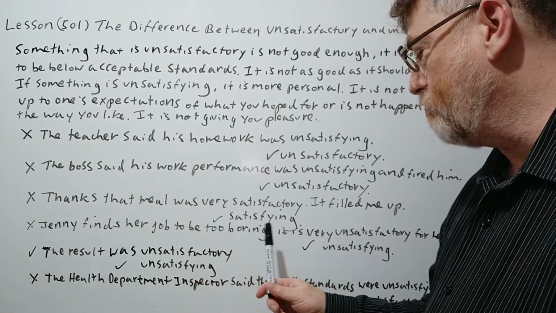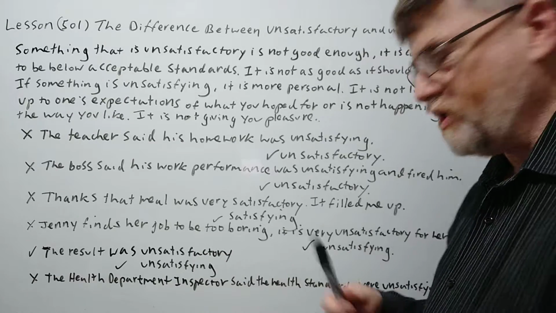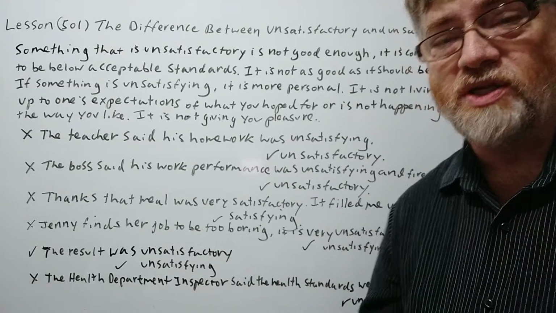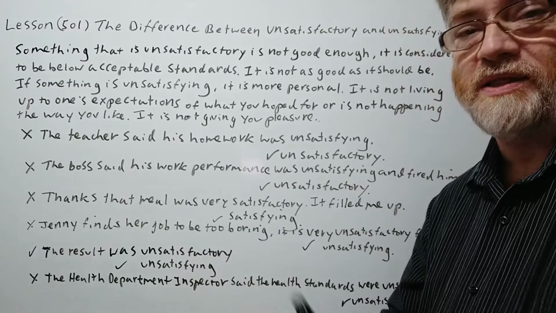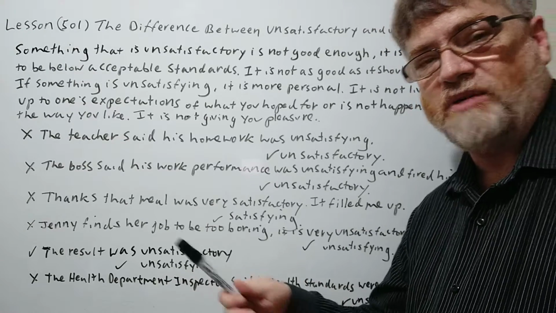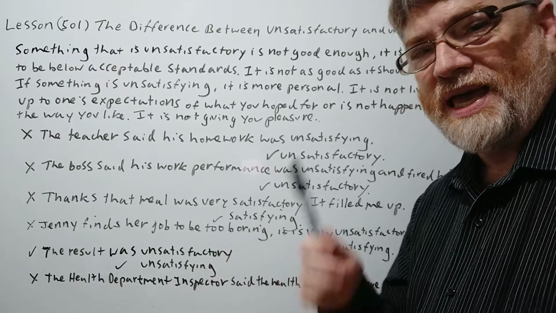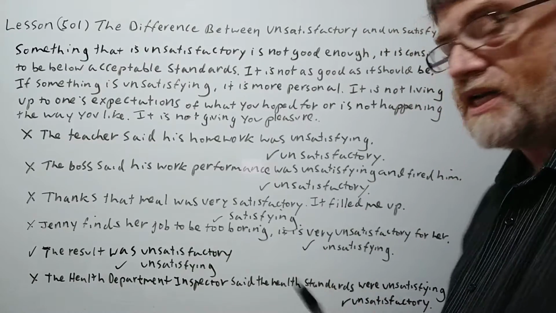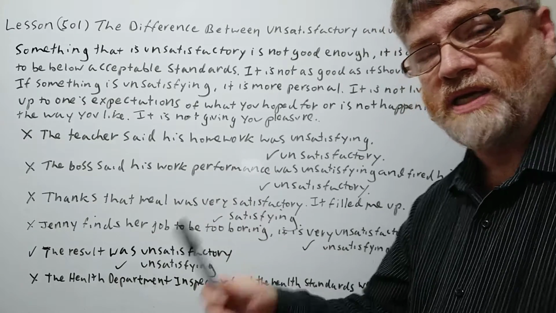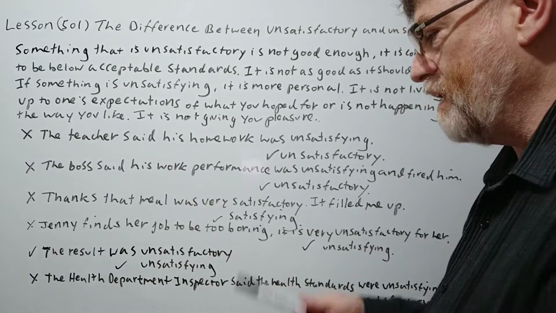Jenny finds her job too boring. It is very unsatisfactory for her. Well, in this case, she probably means the job's not rewarding. To be honest, she accepted the job, so it probably was satisfactory to her. Probably the pay was good enough for what she was doing, but maybe after she got it, she didn't find it to be a stimulating job. It wasn't exciting enough for her. She didn't feel like she's really accomplishing anything. In that sense, unsatisfying is the one you should use here. It's not giving her pleasure. Maybe she wants to change and do something else, something that's more rewarding or making her feel like she's doing something important.